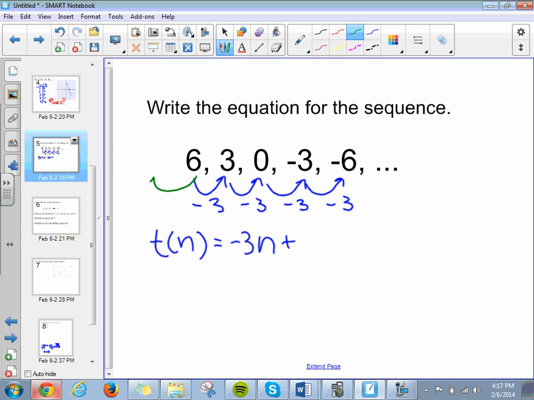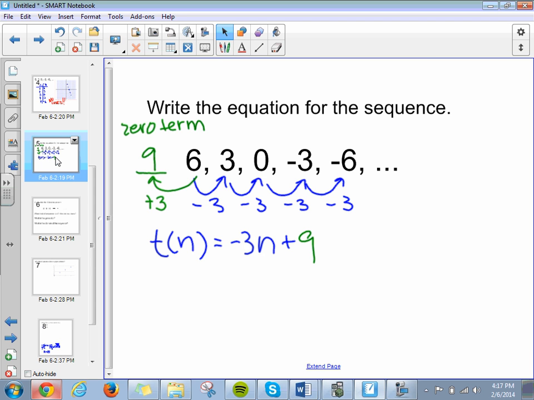All sequences will start with the first term, so we'll need to go backwards by adding 3 to get our 0 term, which is a positive 9. And that's our equation. We can then check our equation.